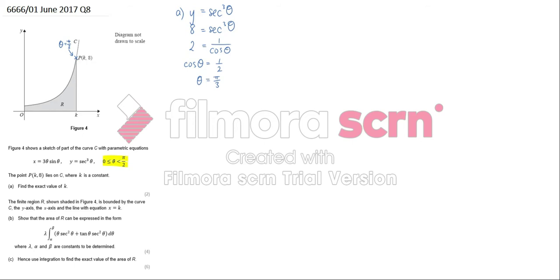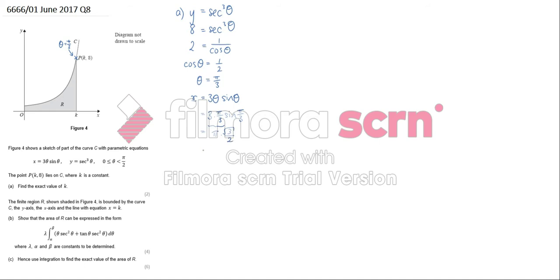Now that we know what theta is at that point, we can figure out what the x coordinate is going to be, because we have the equation in the opening question that the x coordinate is given by 3 theta multiplied by sine theta. And now we're going to substitute in theta is pi by 3. So that gives us 3 times pi by 3 times the sine of pi by 3. The 3 times pi by 3 cancels to pi, and sine of pi by 3, or sine of 60 degrees, is root 3 over 2.